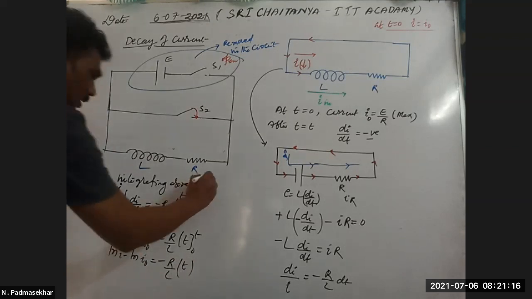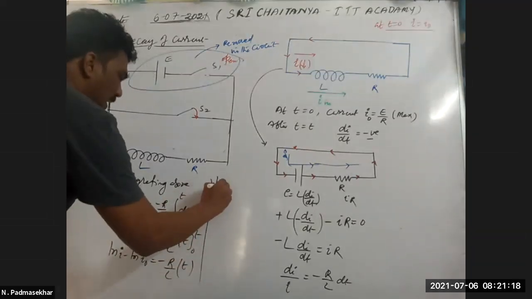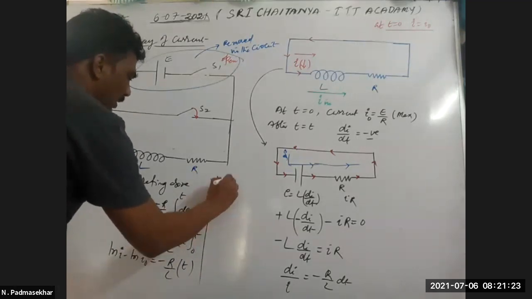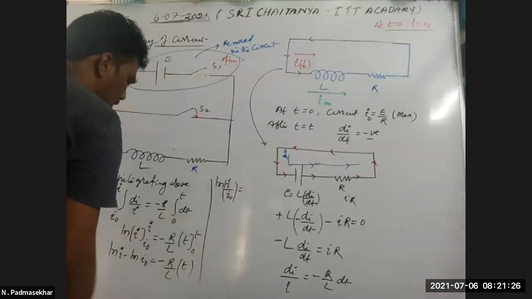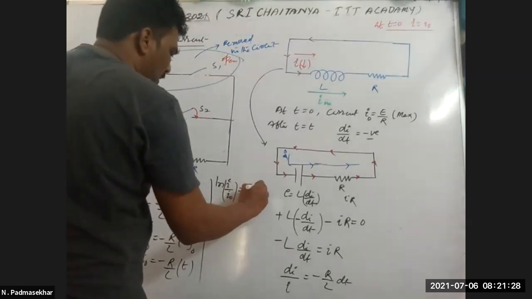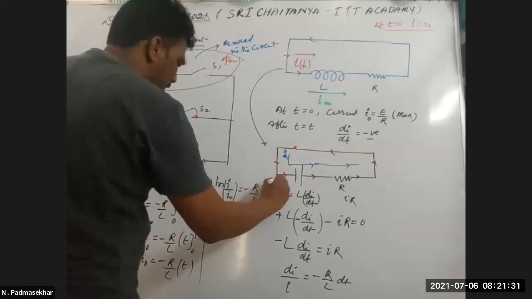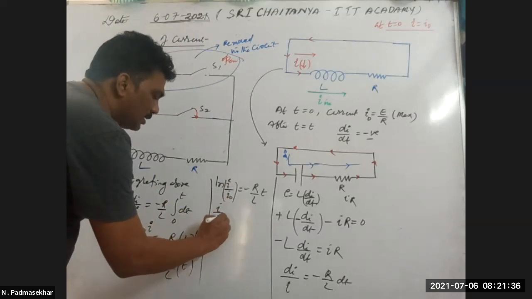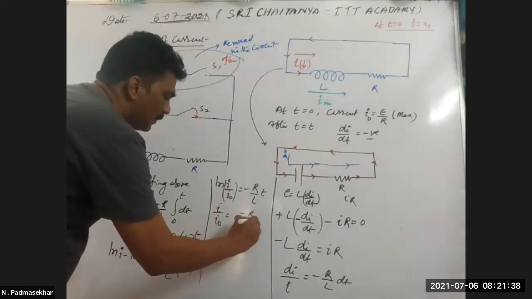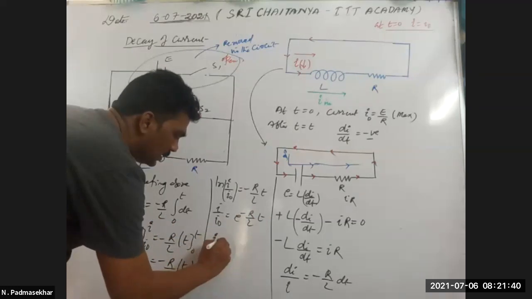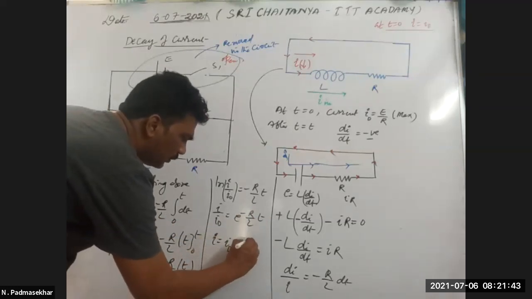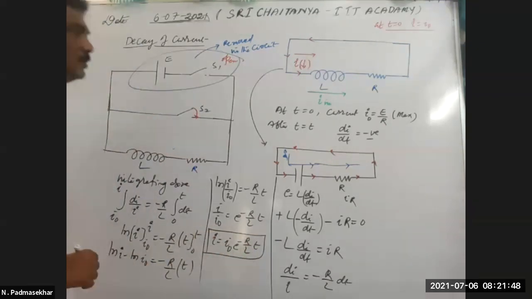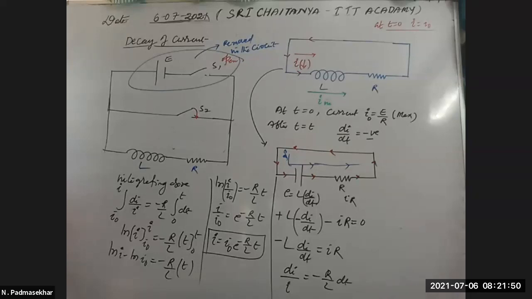So ln I by I naught is equal to minus R by L into t. So I by I naught is equal to e to the power of minus R by L into t. So I is equal to I naught e to the power of minus R by L into t. This is for decay.